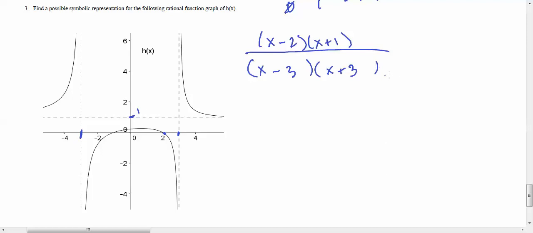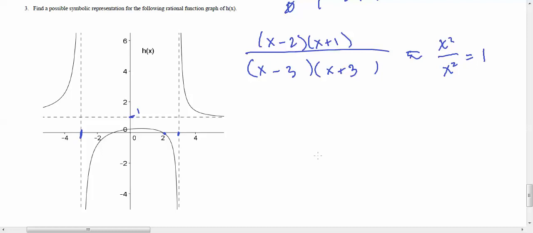So what I want to try to do is test this out. If I were to multiply this out, the leading term on the top would be x squared, the leading term on the bottom would be x squared, and that is equivalent to 1. So I think we're good there.